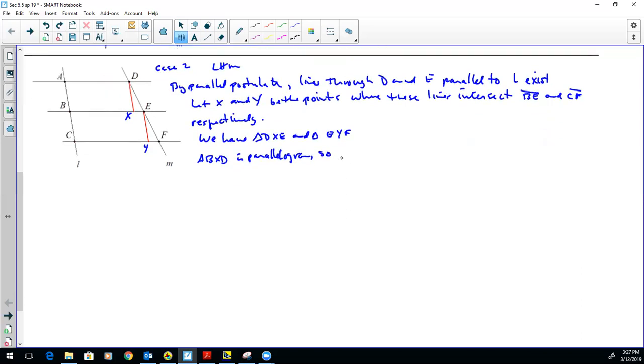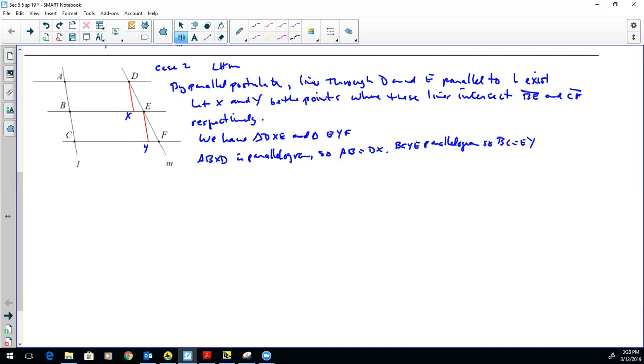So, okay, side AB is congruent to its opposite side, DX. BCYE is also a parallelogram. So BC is congruent to its opposite side, EY. Okay, so the two little red sides here are congruent.